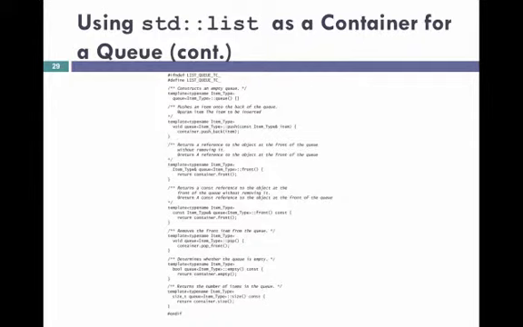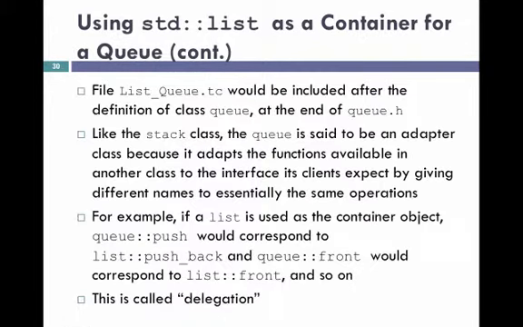Here we see the operations for push, front, pop, empty, and size. So stop and look these over and see that you understand the meaning of each function. Now the author includes this .tc file at the end of queue.h. It's included outside the class definition, but at the end of the file.